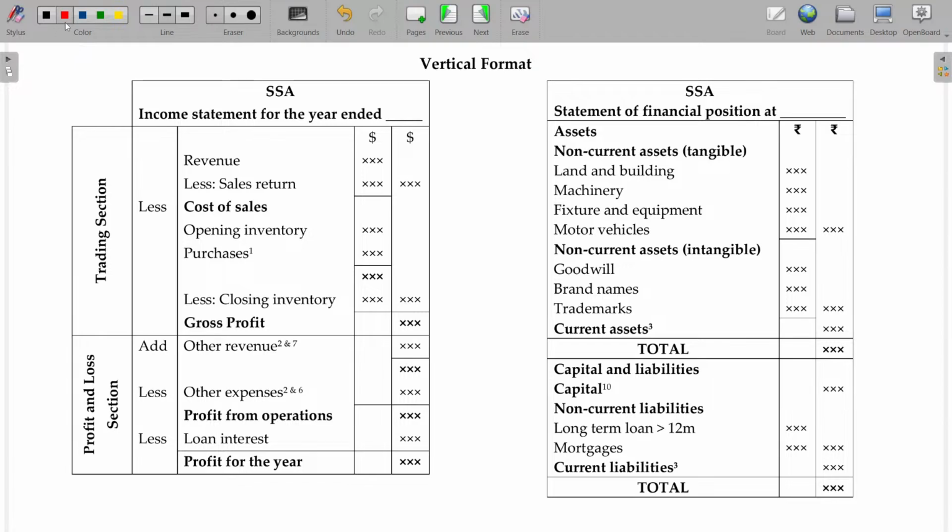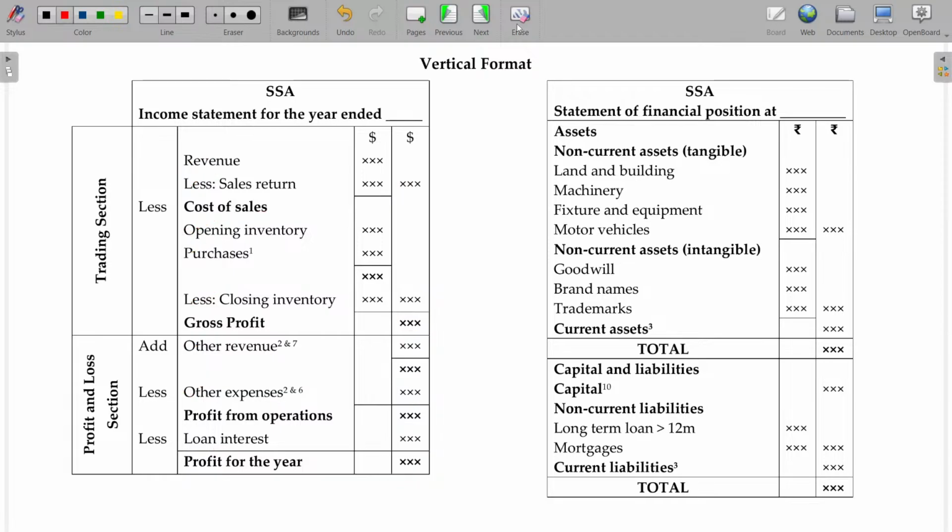Okay, so let me brief again. Revenue less sales return gives net sales, and from there cost of sales should be subtracted. The cost of sales being opening inventory, purchases, less closing inventory. This will be the first section, called the trading section. In the profit and loss section, you have to add the other revenue with this, so you will get the total revenue. Those expenses not related to the purchases will be taken here and subtracted before interest on loan. If you subtract this, then you will get the profit from operations. From there, loan interest is subtracted to get the profit for the year.